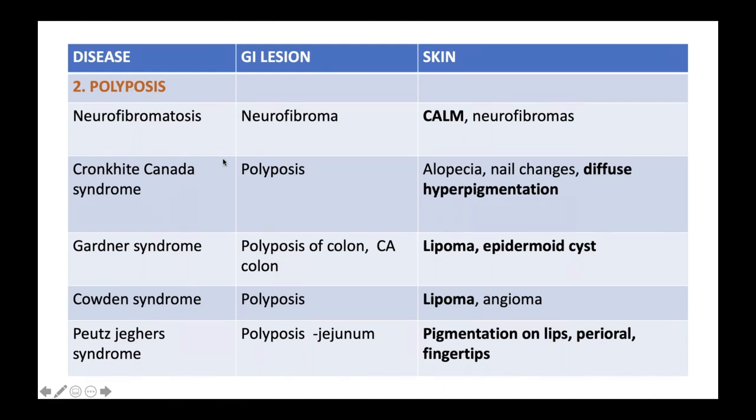Next, we have conditions which manifest with polyposis as the GI lesion. You have neurofibromatosis, and we'll just be seeing the skin manifestations in this case, which are very important. Then you have Cronkhite-Canada syndrome, where the skin manifestations include alopecia, nail changes, and diffuse hyperpigmentation; Gardner syndrome, which has multiple lesions such as lipoma and epidermoid cyst; Cowden syndrome again, which can have lipomas; and Peutz-Jeghers syndrome, which has typical pigmentation on the lips, perioral, and the fingertip region.